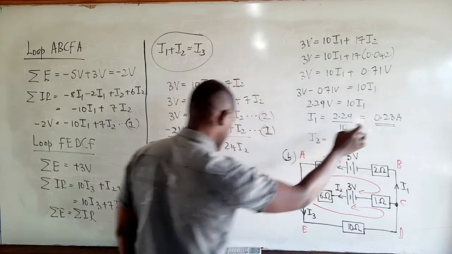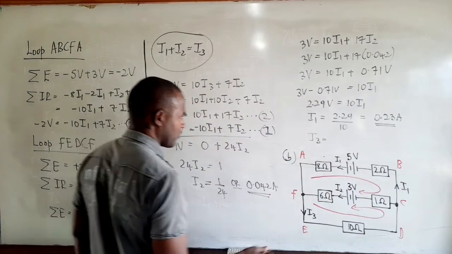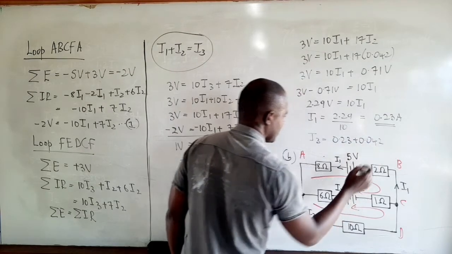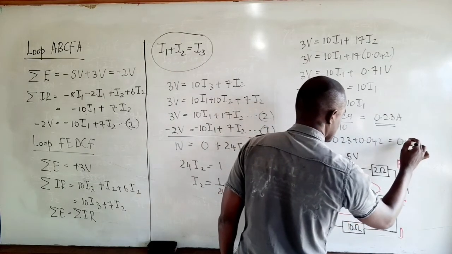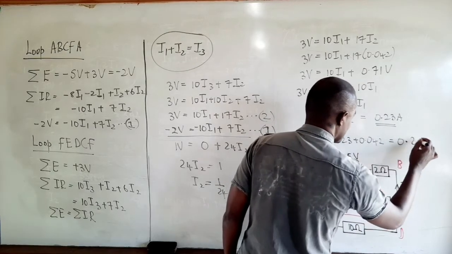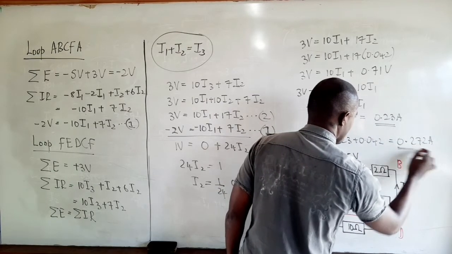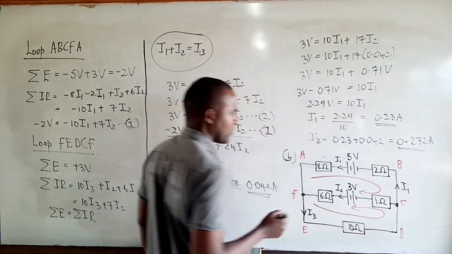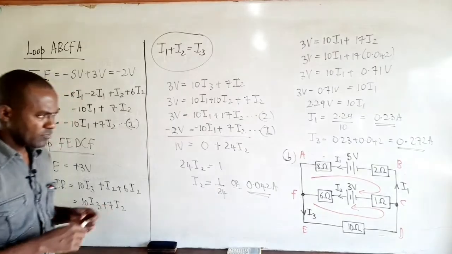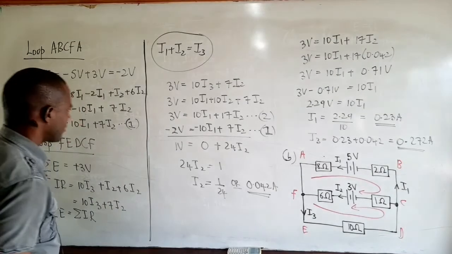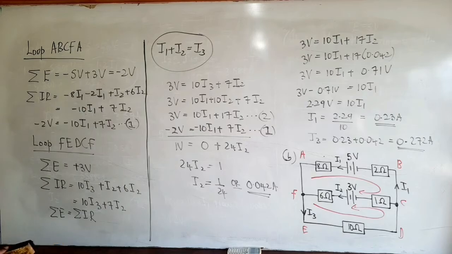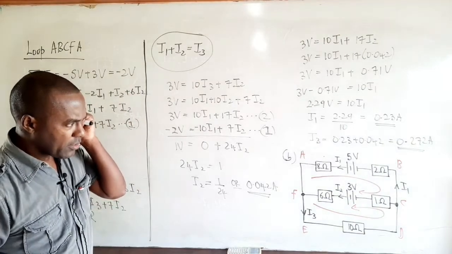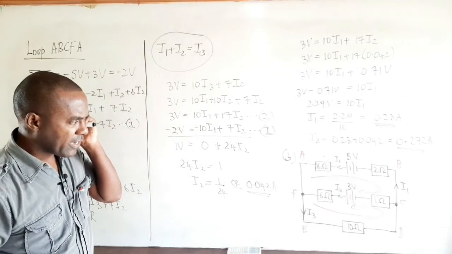So I3 is equal to I1, which is 0.23 amperes, plus I2, 0.042. This is 0.23 plus 0.042, and this gives us 0.272 amperes. So therefore I3 is equal to 0.272 amperes, right? So we've applied Kirchhoff's laws and we found the magnitude of the respective currents I1 and I2.